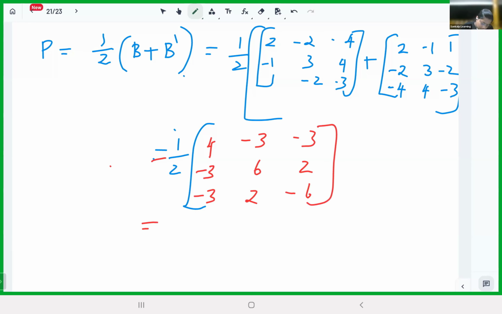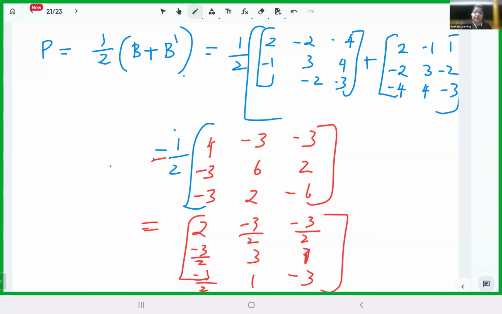Okay. So if you multiply each of these elements with 1 by 2, what is the resultant matrix? 4 by 2 is equal to 2, minus 3 by 2. This is also minus 3 by 2. The third element is also minus 3 by 2. Right? 6 by 2 is nothing but 3, and 2 by 2 is 1. Then minus 3 by 2. Then 2 by 2 is 1. Minus 6 by 2 is minus 3. Okay, so this is our matrix P.